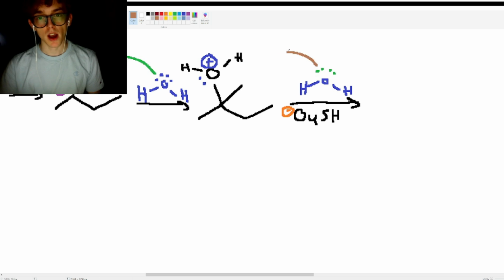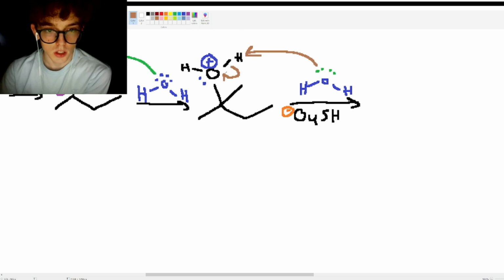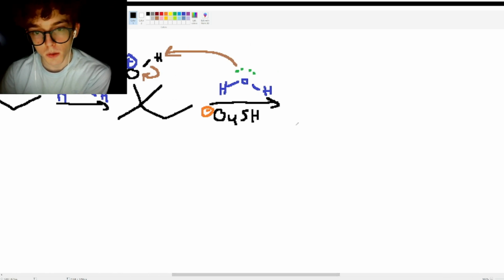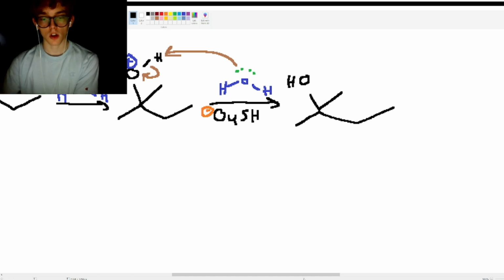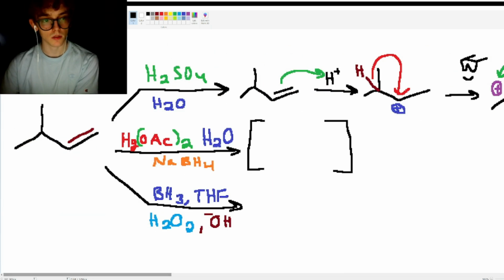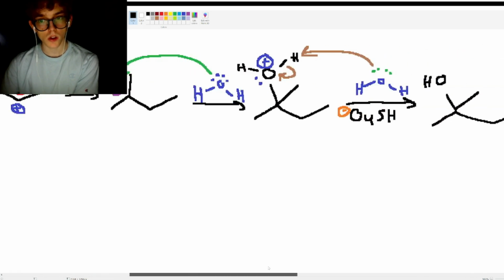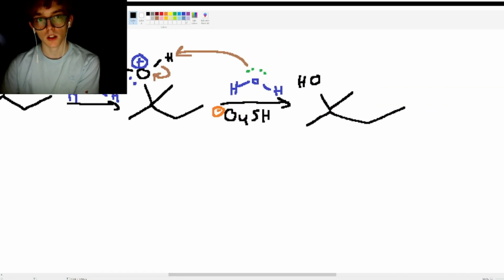So we're going to have a brown arrow this time come over to that hydrogen, and oxygen is going to receive some electrons, and we get our final product of an alcohol, a tertiary alcohol. So we went from this alkene here, and we went all the way to this compound here, this beautiful species, a tertiary alcohol. So we'll write tertiary alcohol.